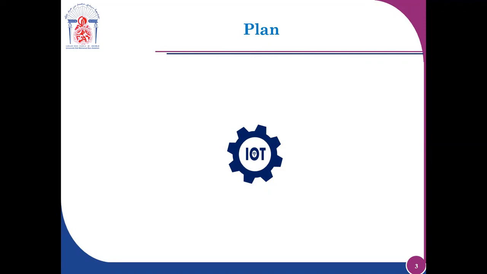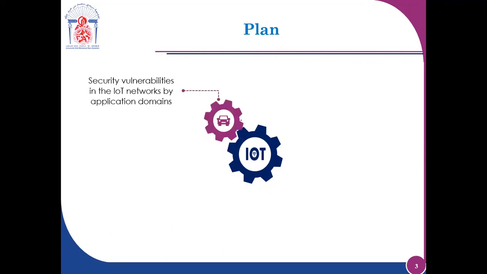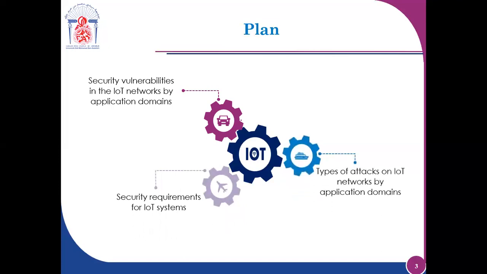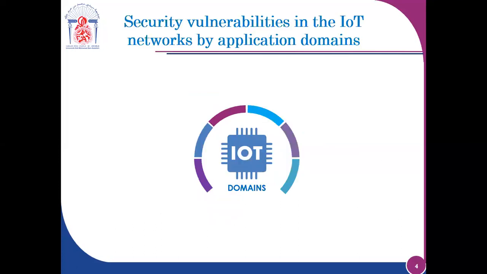I'm going to deal with three main points. First of all, I will talk to you about security vulnerabilities in the IoT networks by application domains. Second, we will look at security requirements for IoT systems. And finally, I will tell you about types of attack on the IoT by application domains. So let's get started.